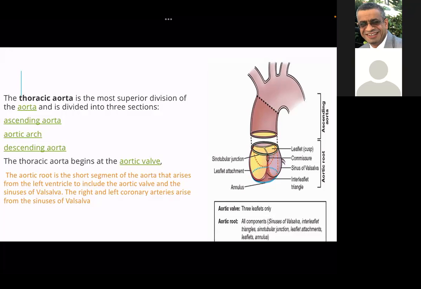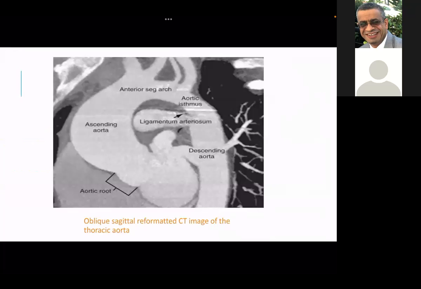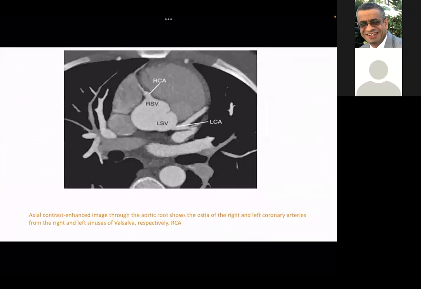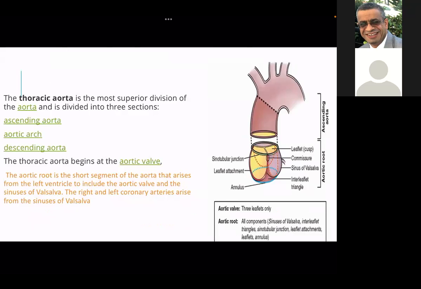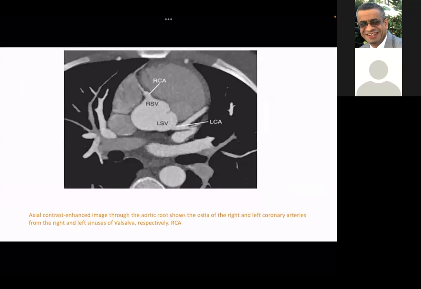As you can see here, this is the aortic root, which consists of the leaflets of the aortic valve and the sinuses of Valsalva. This is an oblique sagittal CT image of the thoracic aorta showing the area of the aortic arch. And this is an axial CT image through the aortic root showing the right and left coronary arteries arising from the right and left sinuses of Valsalva.